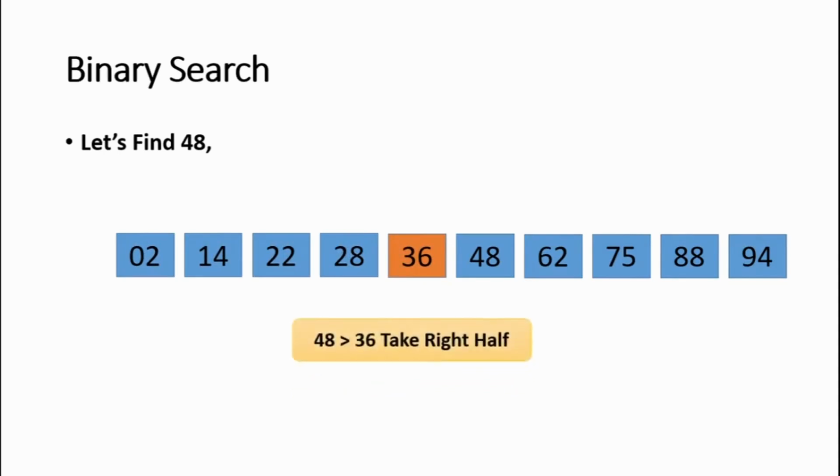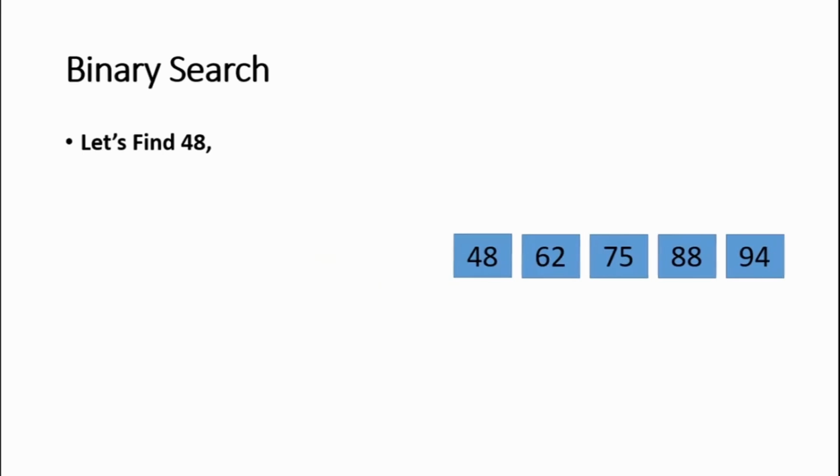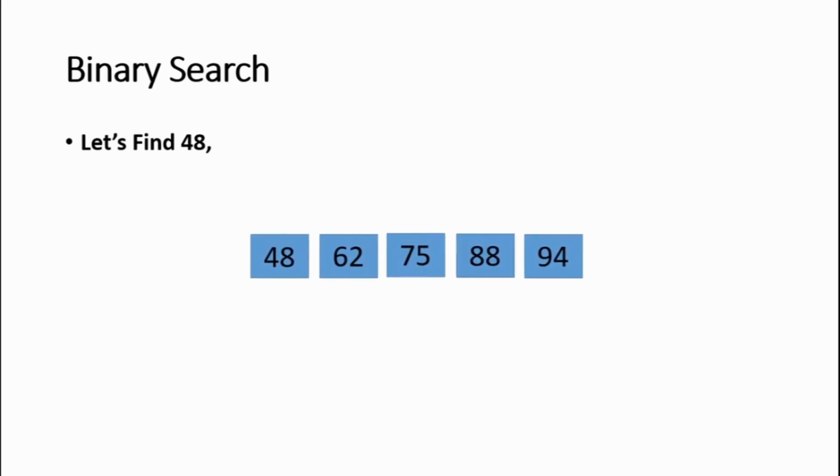Here you can see we can safely remove the elements on the left hand side. We don't need to compare the elements on the left hand side, because you can see that 2, 14, 22 and 28 are less than 48, which we don't have to compare. We can only compare the elements on the right hand side, 48, 62, 75. So this is our new array.